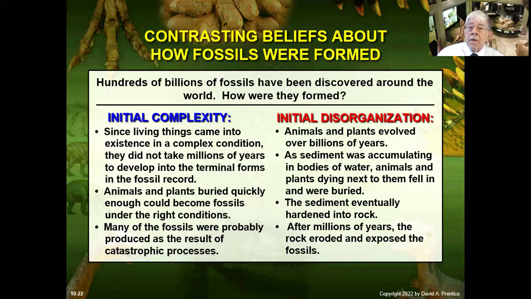According to evolution, initial disorganization, animals and plants evolved over billions of years. So, as sediment was accumulated in the bodies of water, animals and plants dying next to them fell in and were buried. That sediment eventually hardened into rock. After millions of years, the rock eroded and exposed the fossils.